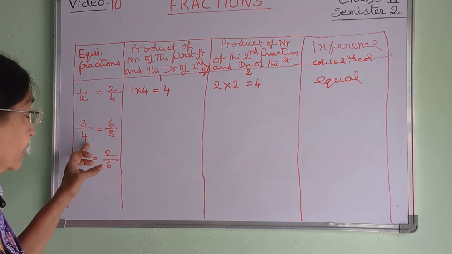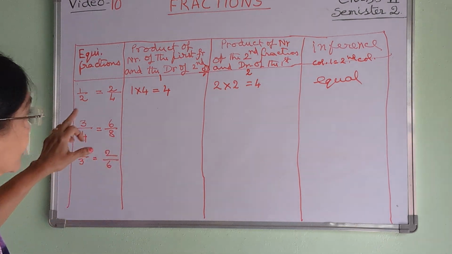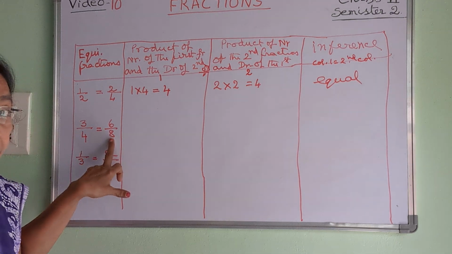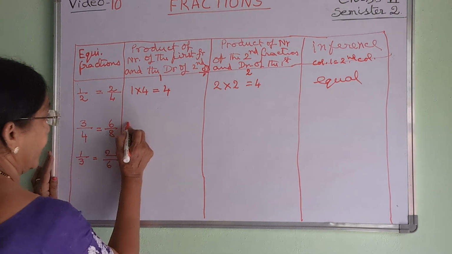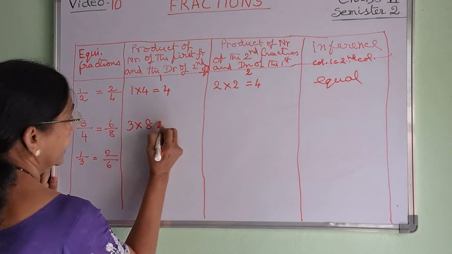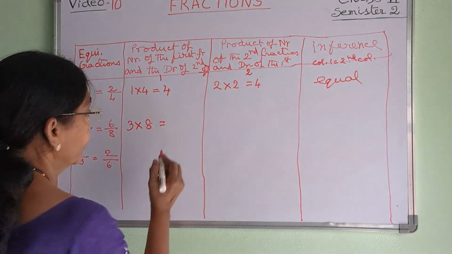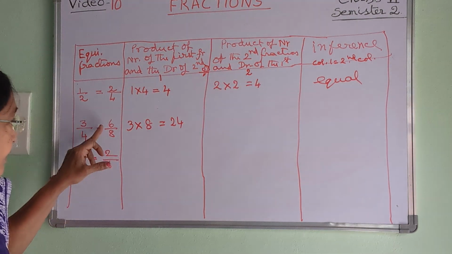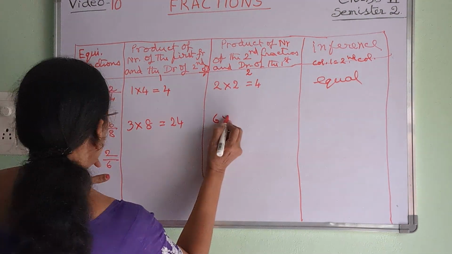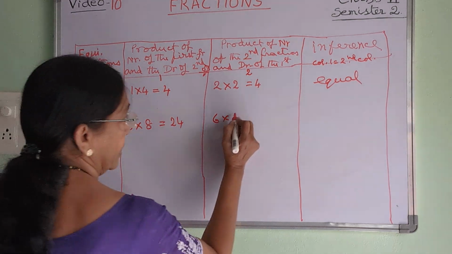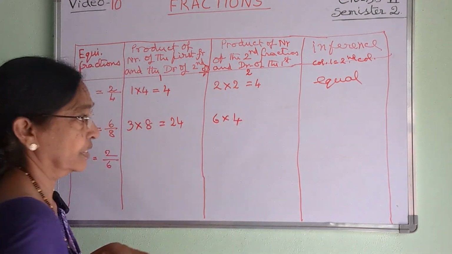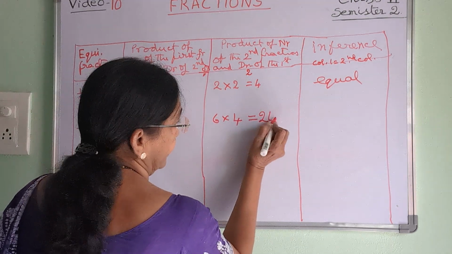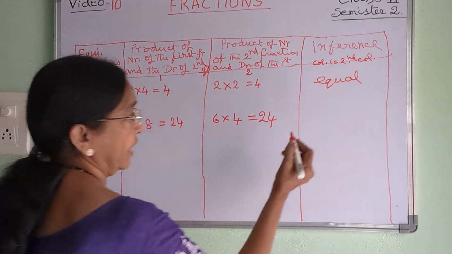Similarly, these two are equivalent fractions. Now we will write the product of the numerator of the first fraction and the denominator of the second fraction, that is 3 into 8. 3 8s are 24. Next, the product of the numerator of the second, 6, and the denominator of the first fraction: 6 fours are 24. Therefore, they are equal.